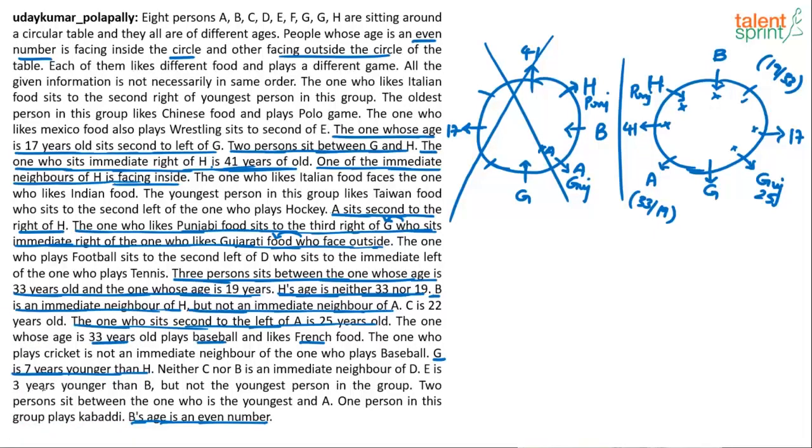What are the different ages we have? We have 17, 41, 33, 19. Somewhere it was given 25. No, where is that? Left of A is 25 years. The one who sits second to the left of A is 25 years. Yes, we have 25. Then now he says C is 22.